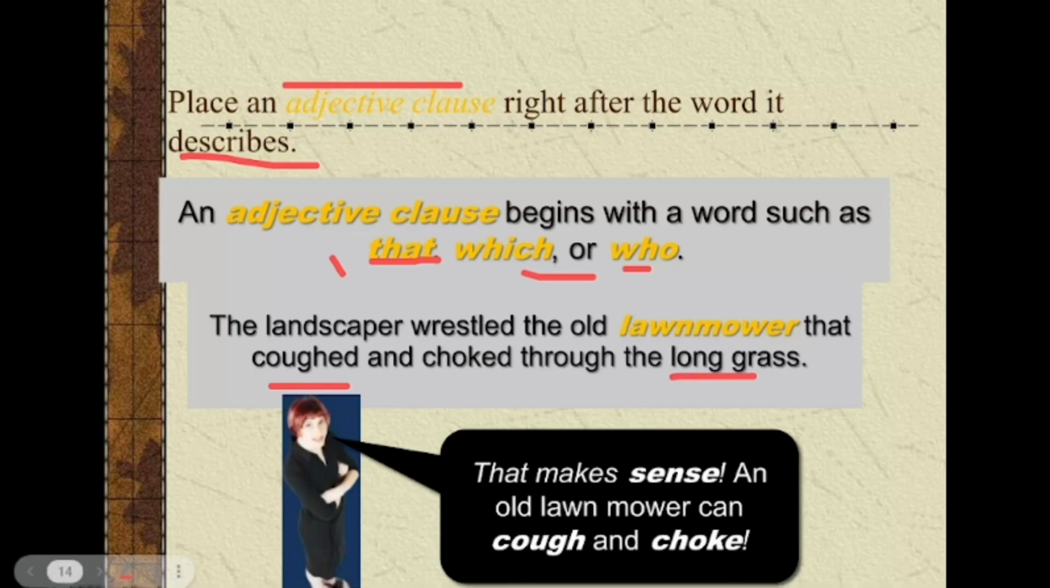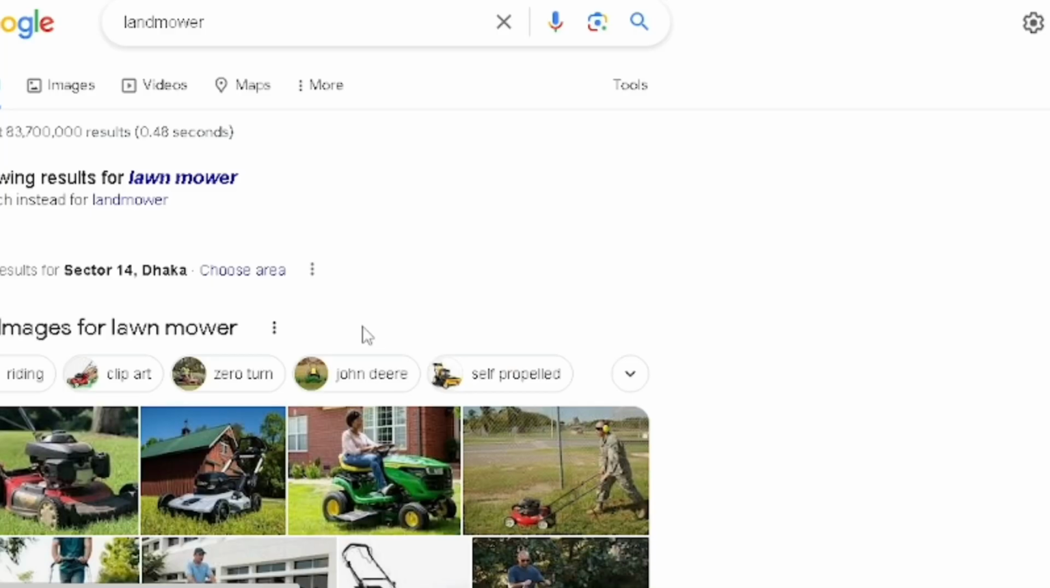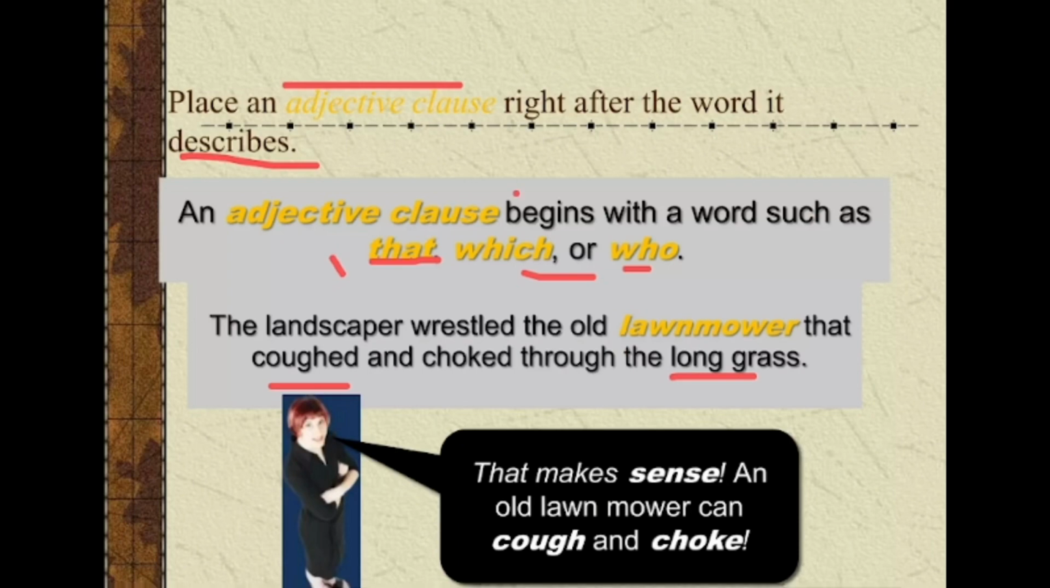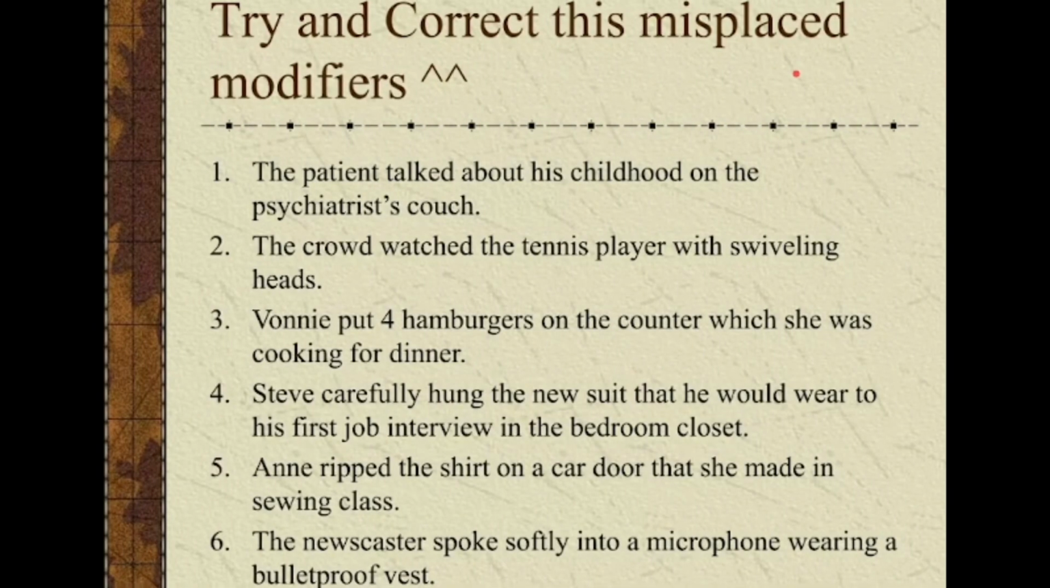So this sentence makes sense. An old lawn mower can cough and choke. So who is a landscaper? Someone who cuts the grass. So these are some examples.